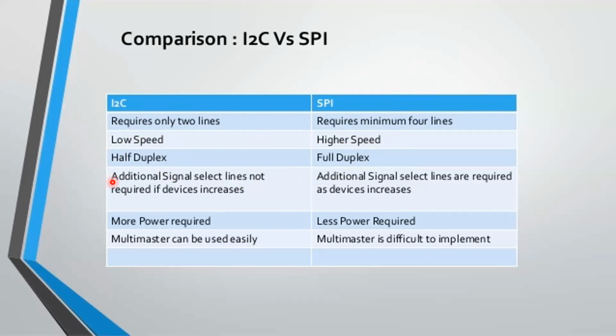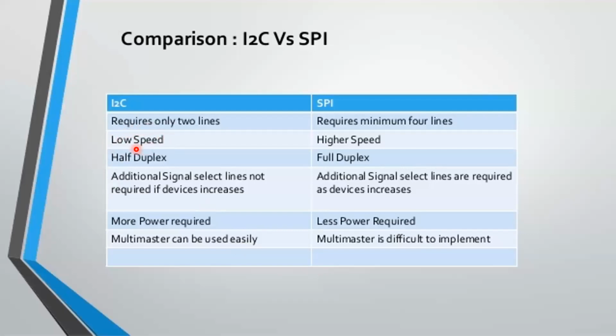What is half duplex and full duplex? Full duplex, we can send the data and receive the data at the same time. Half duplex, we can only send or we can only receive. Any one operation will be held up.